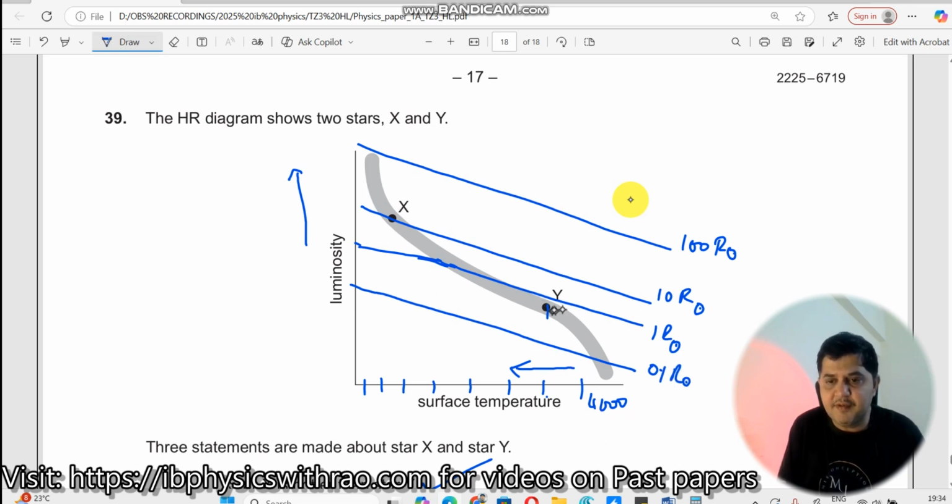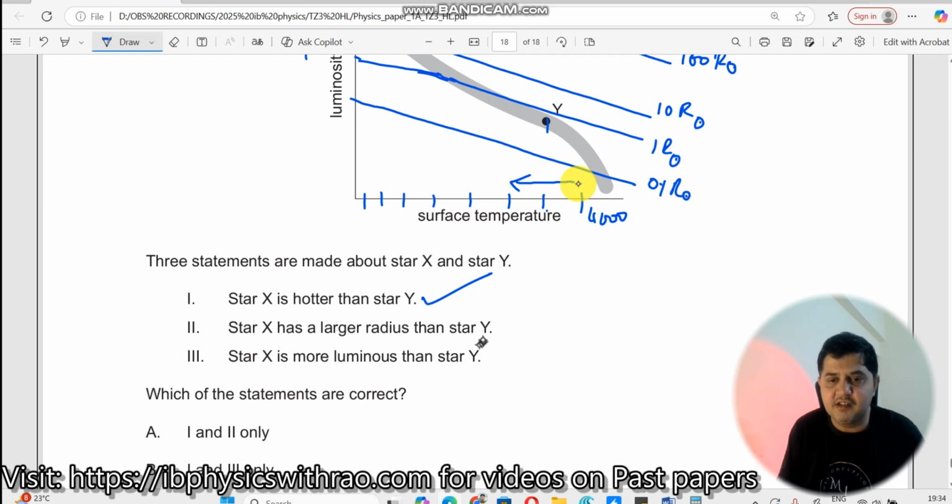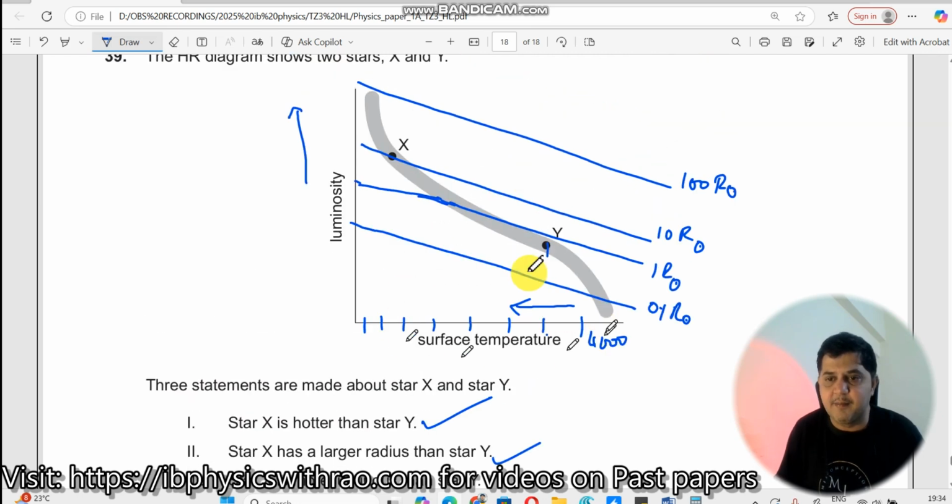So as we keep on going in this direction, what do you see? That the radius keeps on increasing, right? So this is also correct. Star X is above Y in this diagram, so star X has a larger radius than star Y.